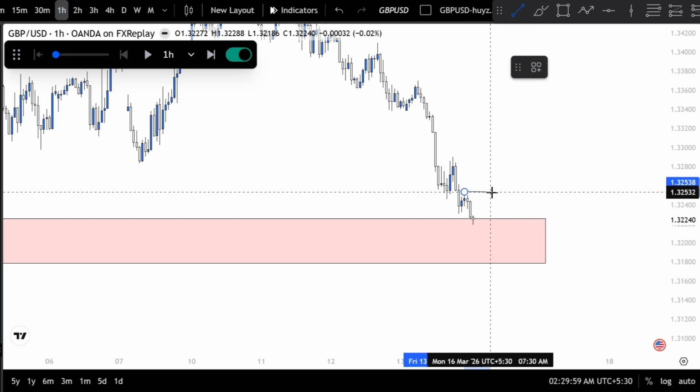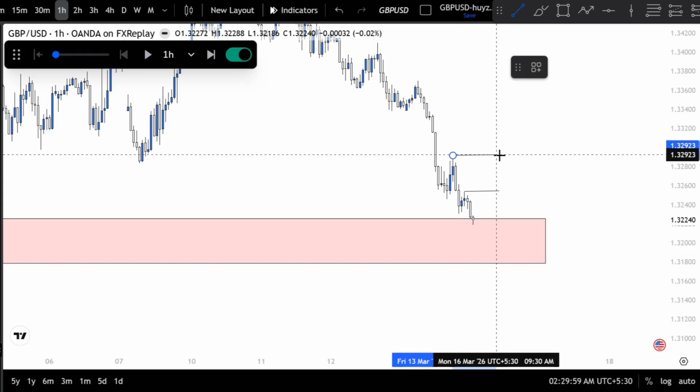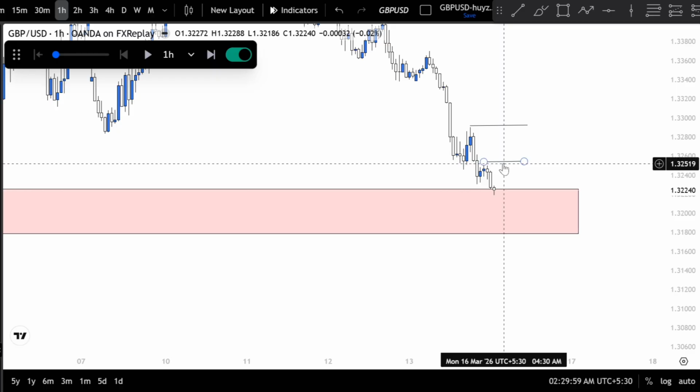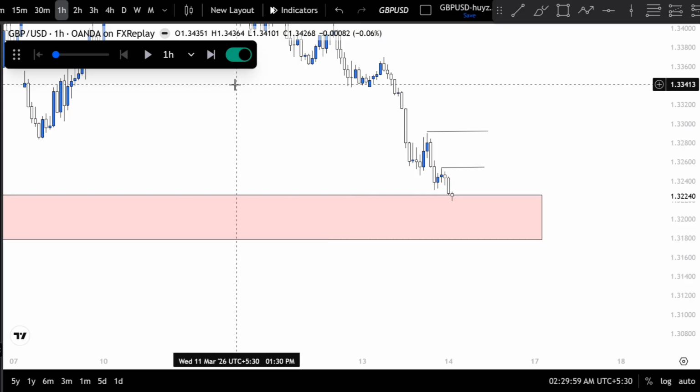What do we see? First swing as IRL, internal range liquidity. We have a second internal range liquidity. Now if price closes above this high, we can consider this as market structure shift. So let's see if that happens.